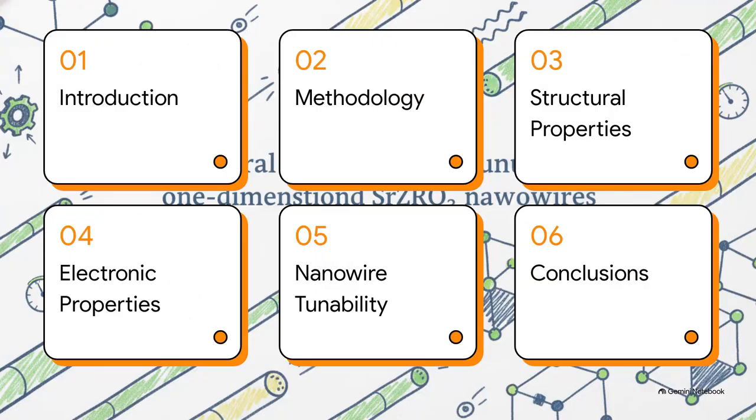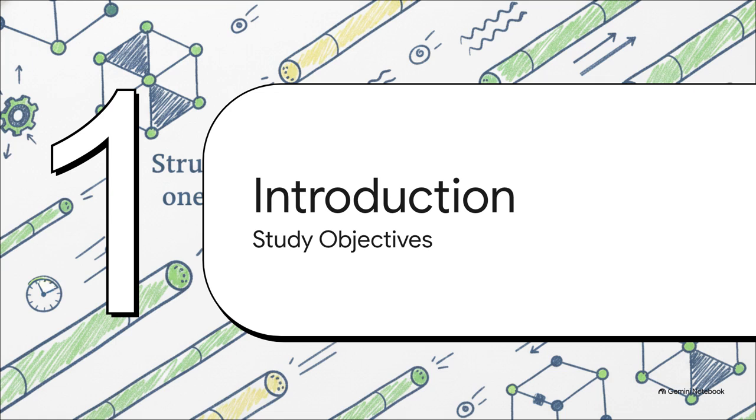Here is our quick roadmap for today. We'll introduce the core objectives, detail our computational methodology, explore the properties of specific nanowire orientations, and finally, wrap up with the broader implications. All right, starting with Part 1, Introduction and Objectives.